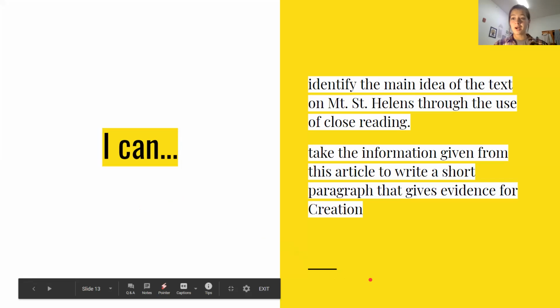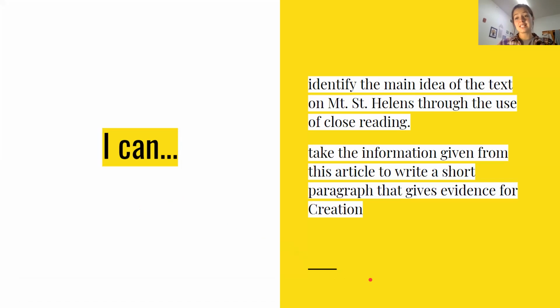All right, so if we remember our I can statements, I can identify the main idea of the text on Mount St. Helens through the use of close reading. So we went through our close reading together, and you guys worked on it also on your own, and you were just diving deeper into the text, asking questions about the text, looking at things you didn't know, words you were unfamiliar with, and then you were critically thinking about that so that we could come up with the main idea of our text. And then I can take the information given from this article to write a short paragraph that gives evidence for creation.